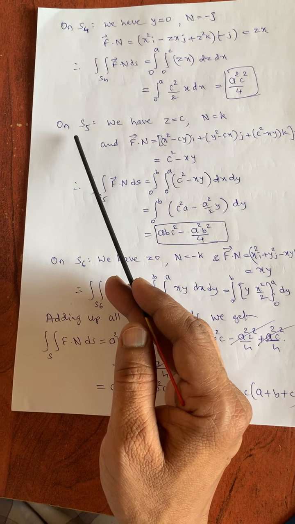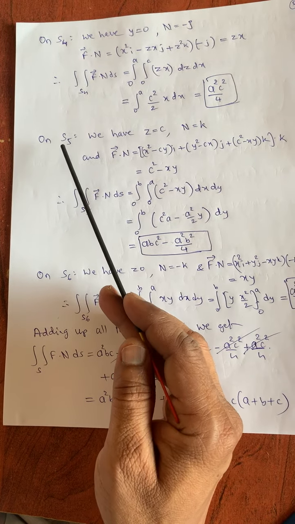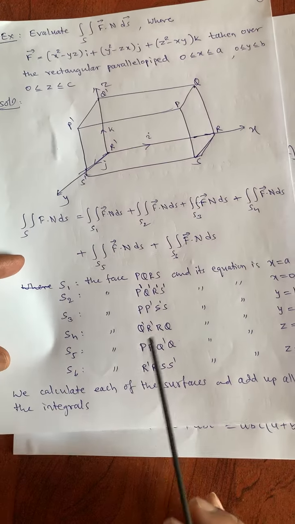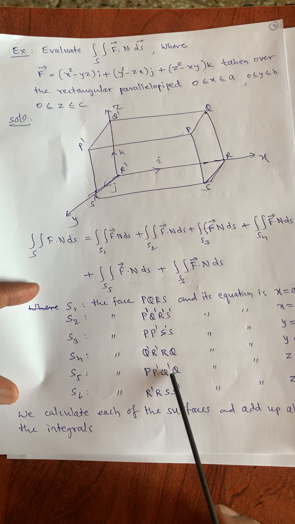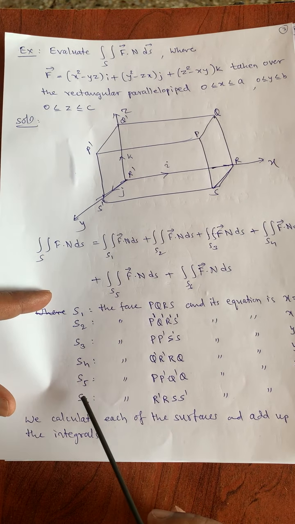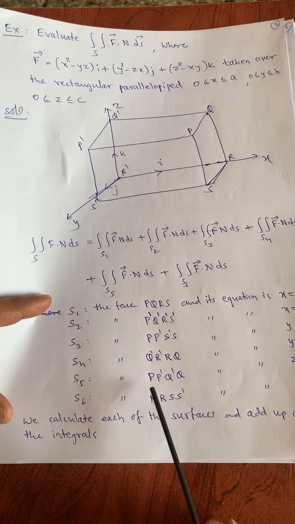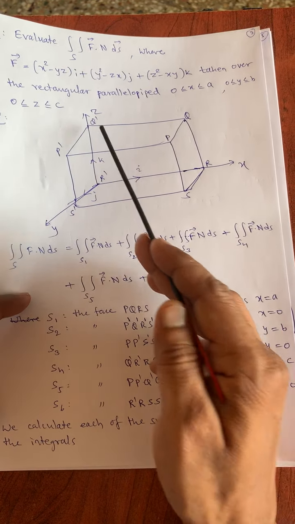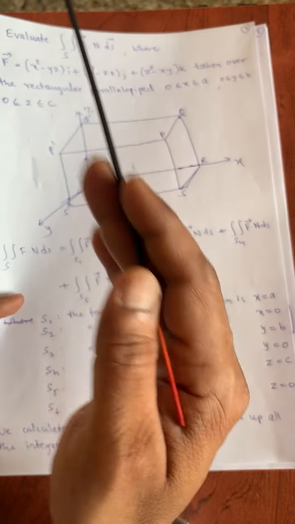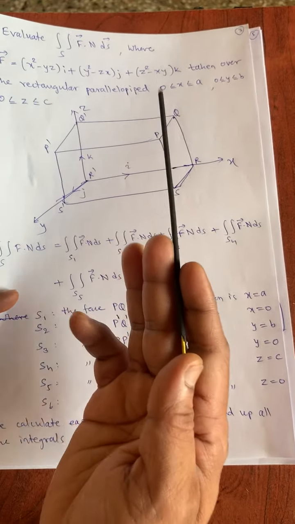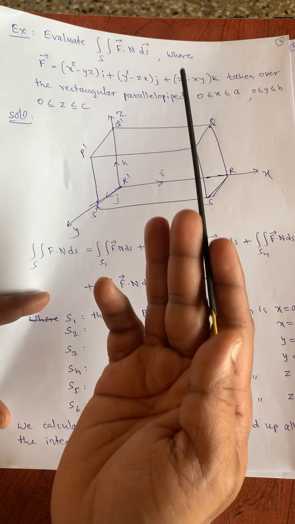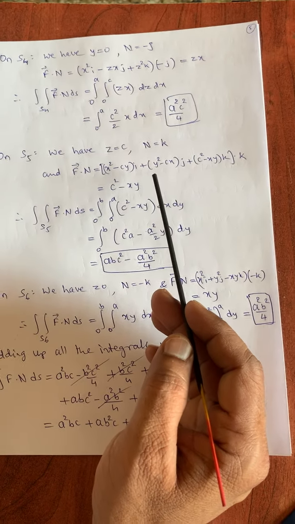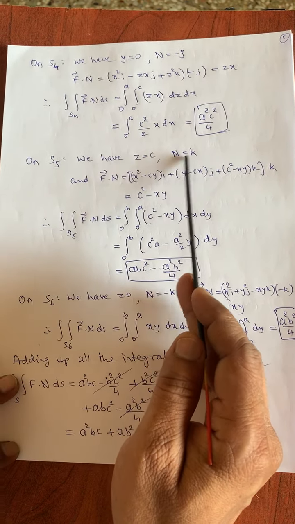Next, we calculate the fifth surface. That fifth face we have taken is P dash Q dash Q. Please observe the diagram. P dash Q dash Q is in the positive direction of the z axis, that is n is equal to k. The equation of that plane is z equal to c, and n equal to k.